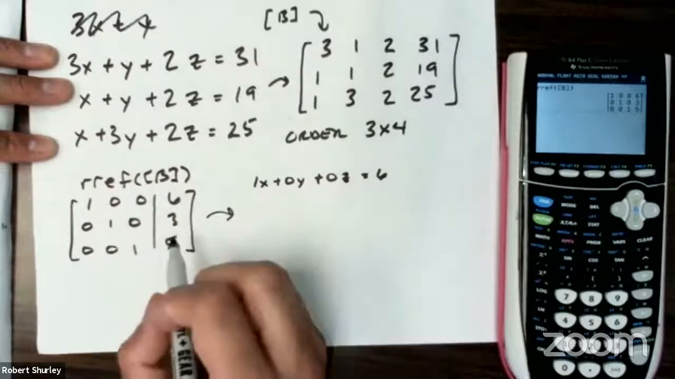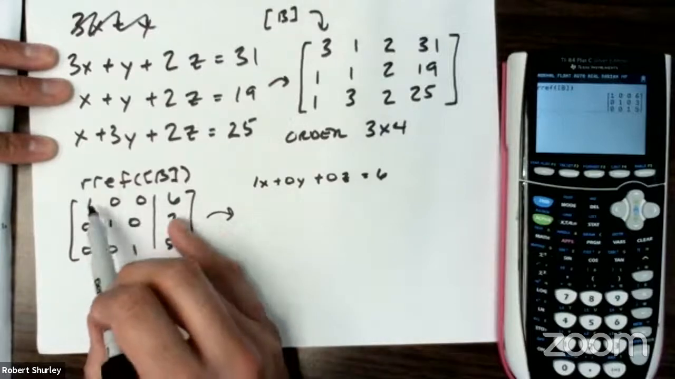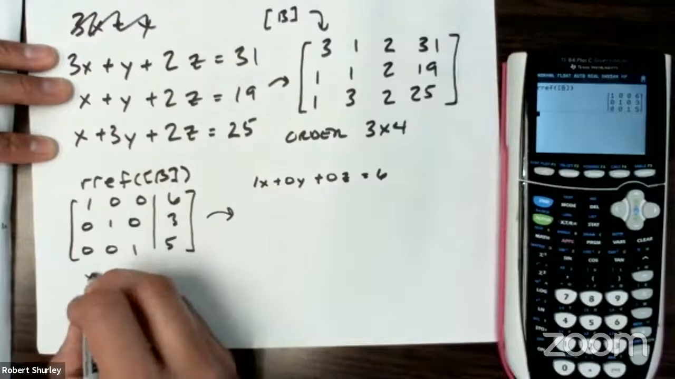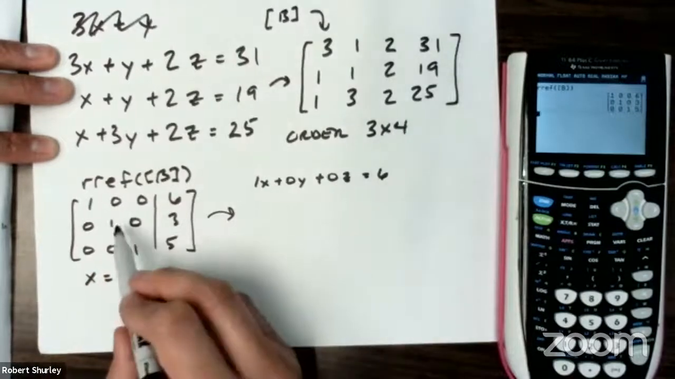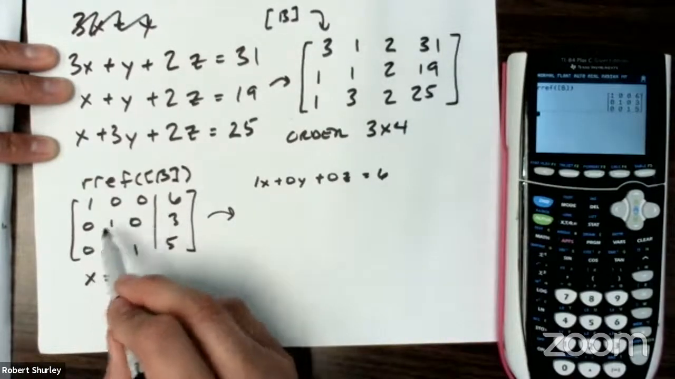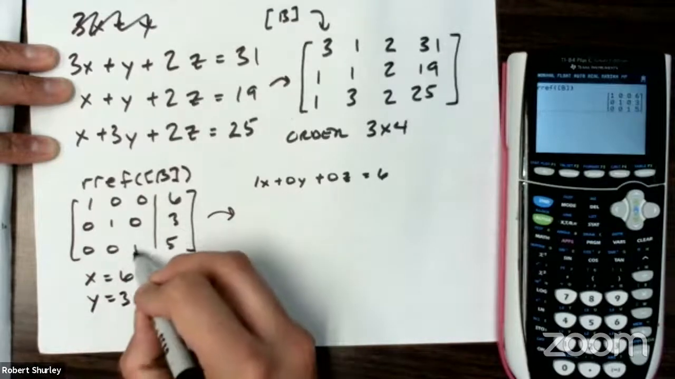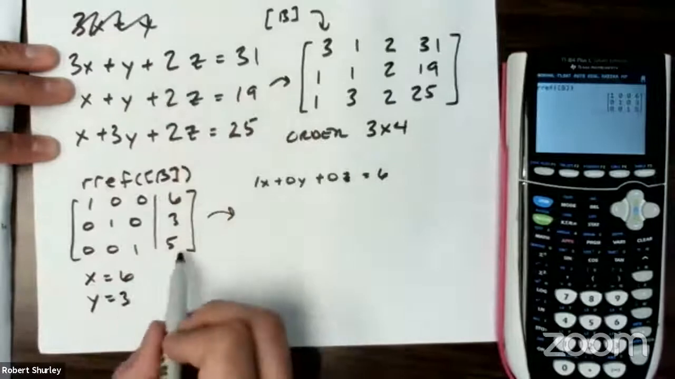I'm just going to pull out the solutions from this matrix. Look, this is my x value. That's my solution. So I know x equals 6. Remember, this is my y column. The other two are 0. So y equals 3. And this is my z column, right? So z equals 5.